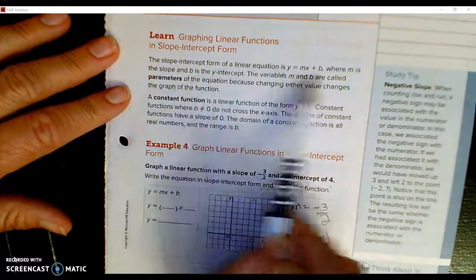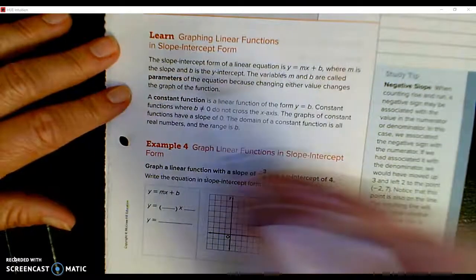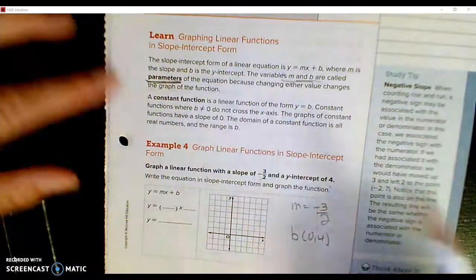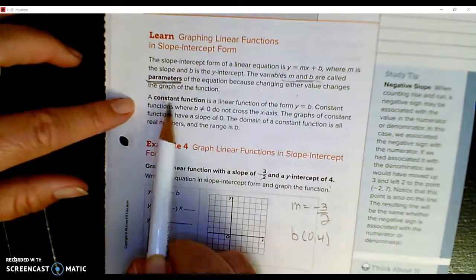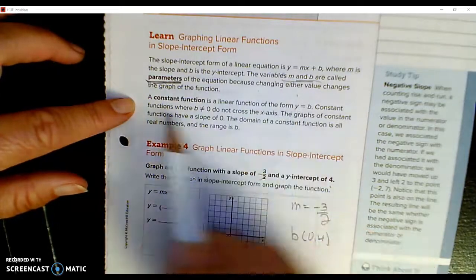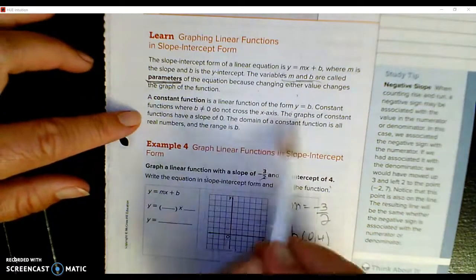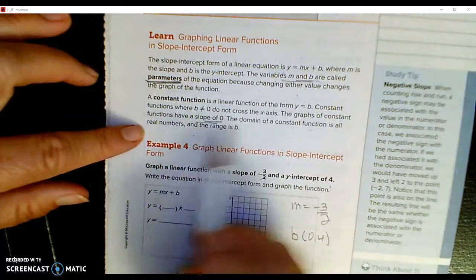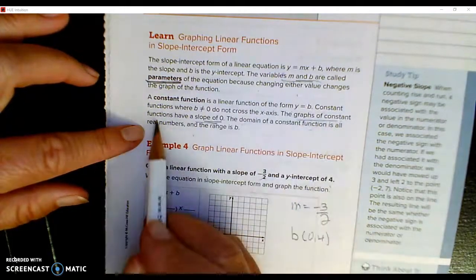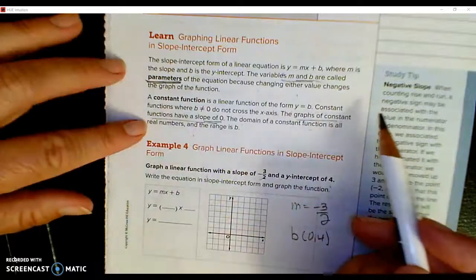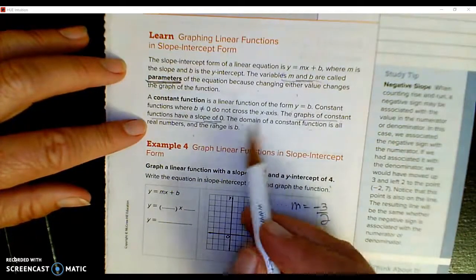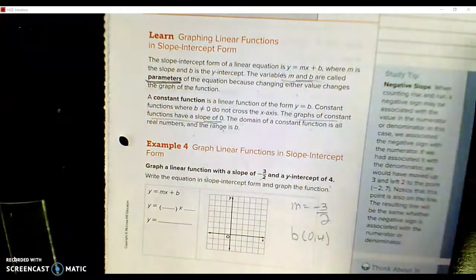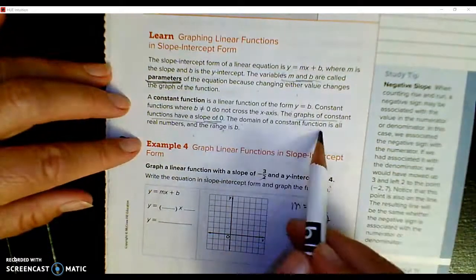The variables m and b I'll call parameters. So m and b are the parameters, so it changes the values. A constant function is a linear function of the form y equals b. The constant function has a slope of 0. We know that the graphs of constant functions have a slope of 0, because there's no slope, right? There's zero slope. X equals 5 is your example of a no slope. The domain of a constant function is all real numbers.